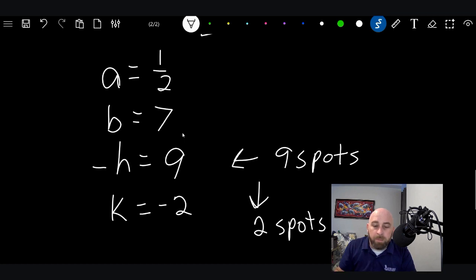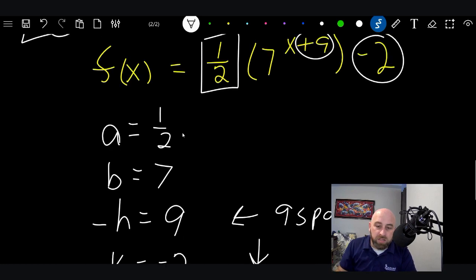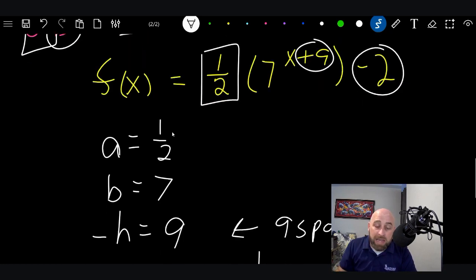What's our b? Our b is just our base, so that one's not going to translate it, but that's the base that we're dealing with. And I'll show you a little bit more later about what we're going to do with that base. But for right now, we'll just leave it alone, and then we'll tackle that a equals 1/2.